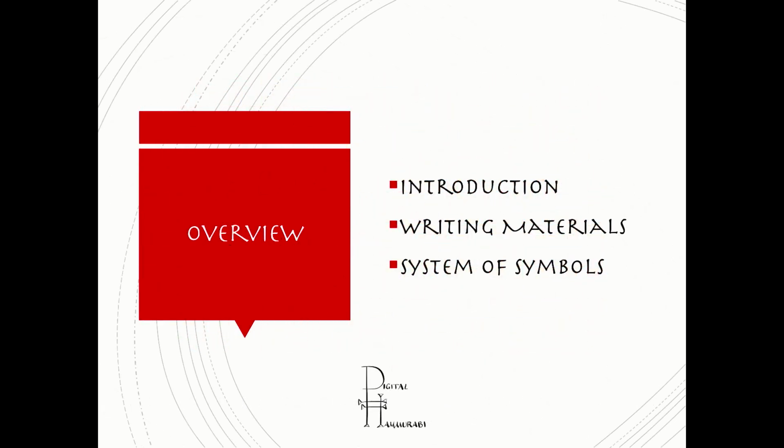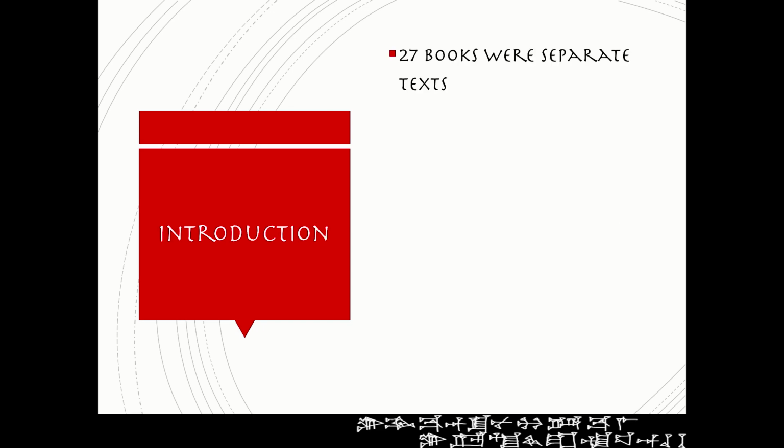So again, we're going to have a brief introduction, and we're going to look at some of the basic writing materials that were used for the New Testament texts, and then finally the system of symbols that were used early on and how they have changed into what we use today. By way of introduction, the 27 books of the New Testament were initially circulated as separate literary units.